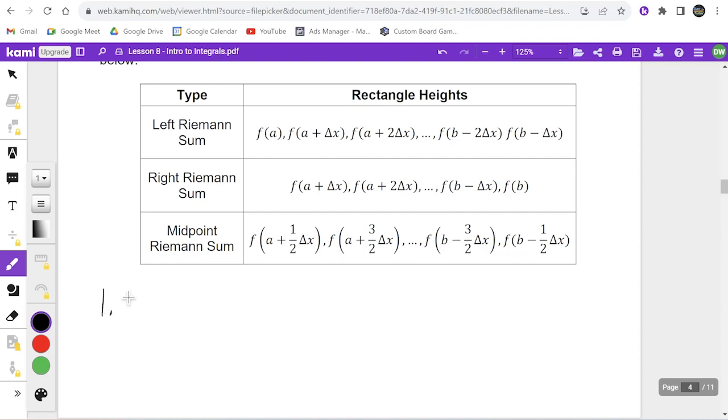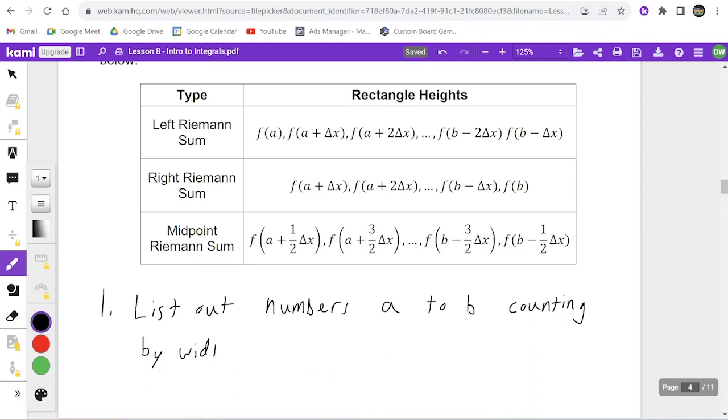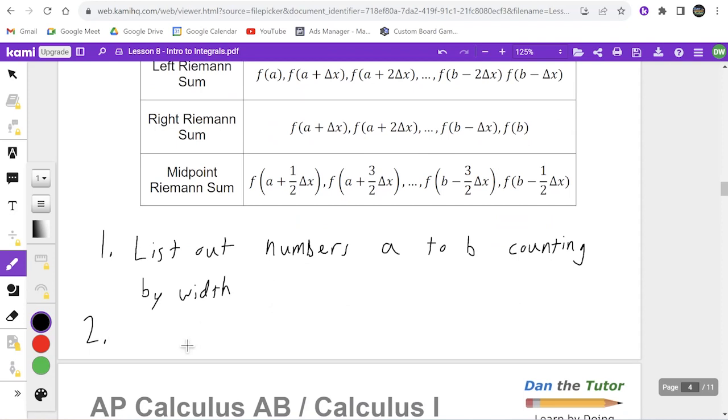So the first step for solving Riemann sum problems is I want you to list out the numbers from a to b, in other words, the lowest point to the highest point, counting by the width w. List out the numbers a to b, counting by width. And I'll do an example at the very end here. Step two, you need to figure out if you're doing a left, a right, or a midpoint Riemann sum. Because obviously the three are going to do different things.